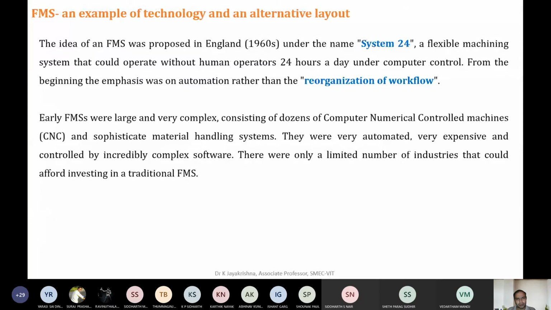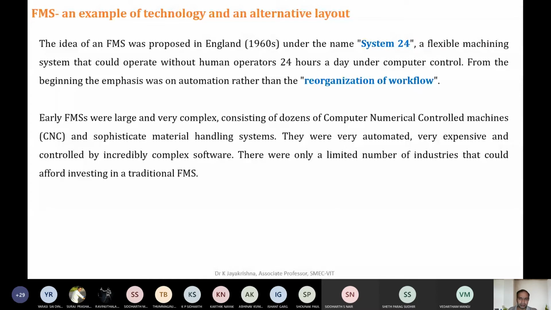Okay, so why did this concept come about? In 1960 in England, they thought of a concept called System 24. They expected their company to perform 24/7 without any influence of humans. If the company can perform continuously for a long time, then we call that system a flexible manufacturing system. This came into the picture after the introduction of CNC machines and sophisticated material handling systems. So as the technology advanced, the System 24 concept was called the flexible manufacturing system.